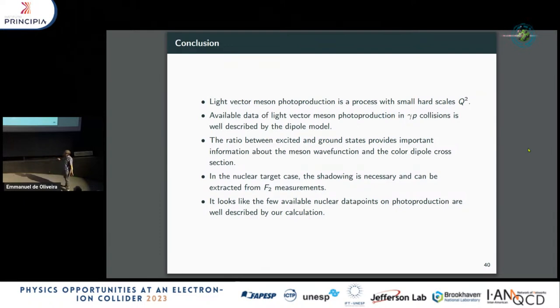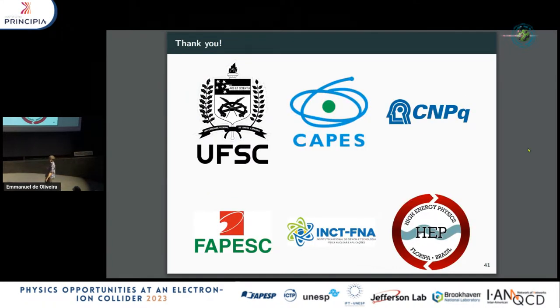Okay, so this is my conclusion. Light vector meson is a good process to study small scales, okay? We can describe the gamma P case very well with the dipole model. The ratio of excited state to ground state will give us more information, both about the wave function and the dipole cross-section. And in the nuclear target case, the shadowing is necessary, but we were able to get this shadowing effectively fit into data, right? And it works as well. So thank you very much.